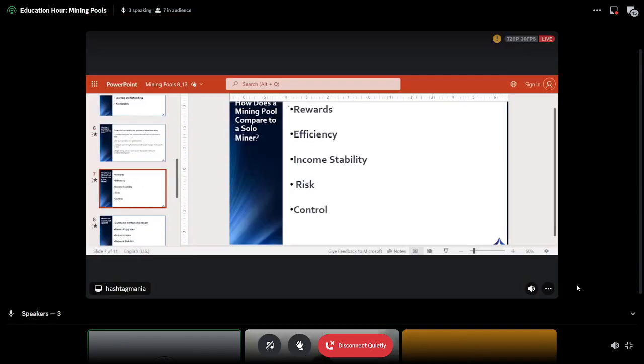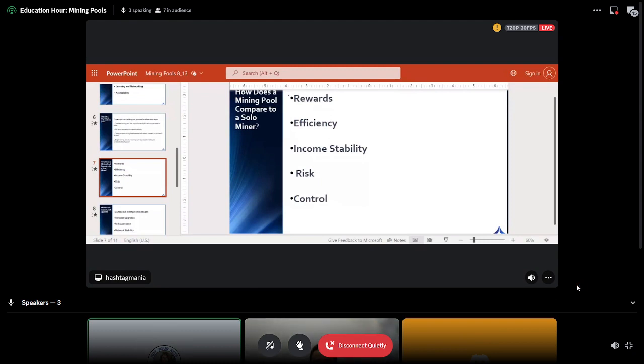And this next slide is a comparison between solo and mining pools, which I think we've pretty much done a good job covering, talking about the rewards, efficiency, and using that stronger hash power. One of the things mining pools are going to give you is income stability, if they're an honorable pool and have a good reputation.